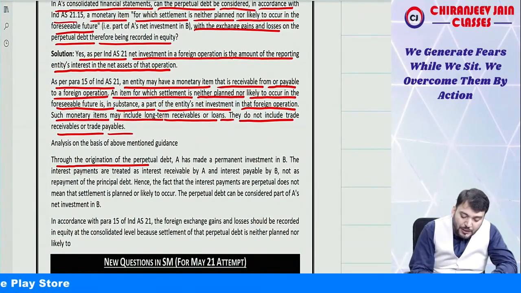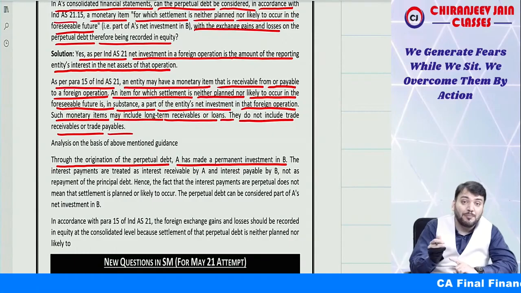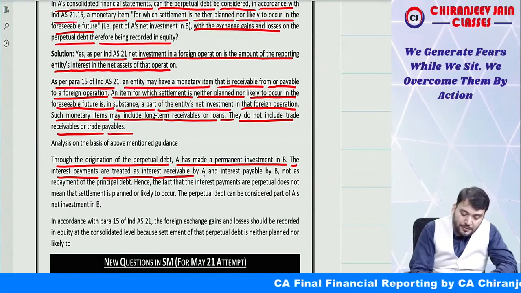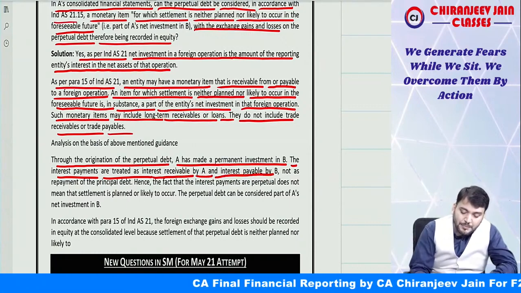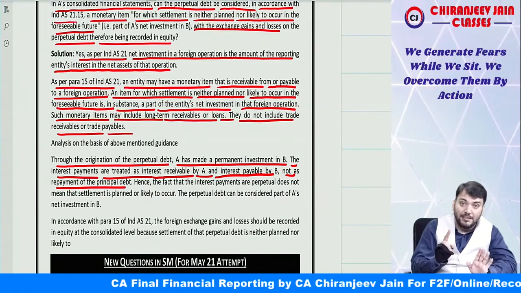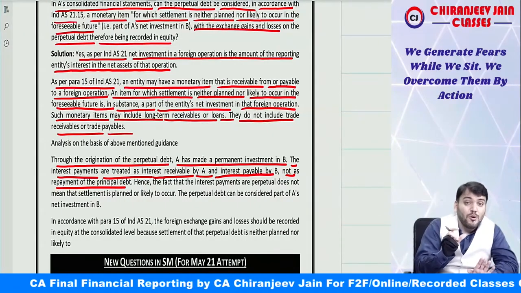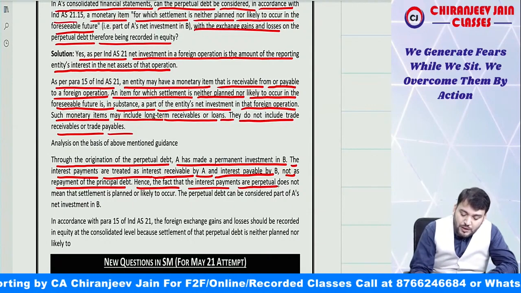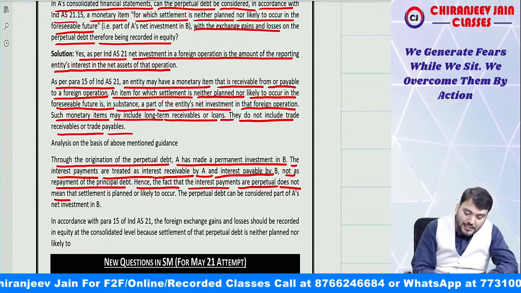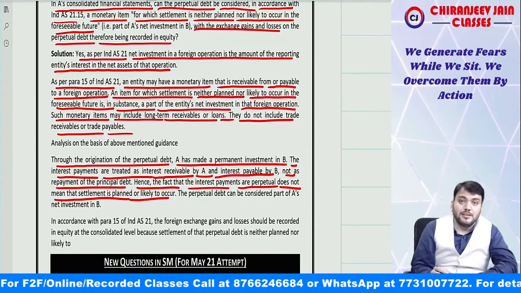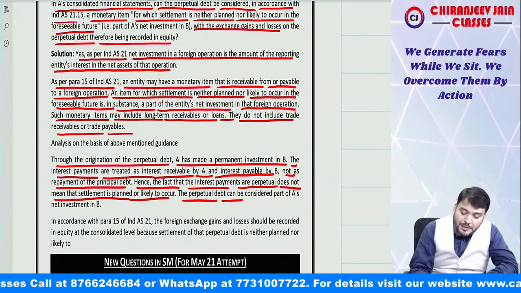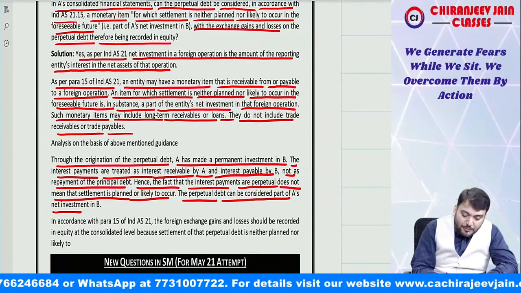Through the origination of perpetual debt, A has made a permanent investment in B, because it is a perpetual debt. The interest payments are treated as interest receivable by A and interest payable by B, not as a repayment of principal debt. Understood? For the principal component, there is no settlement planned. Hence, the fact that interest payments are made does not mean the settlement is planned or likely to occur. Means even though interest is paid, it does not mean settlement is planned. The perpetual debt can be considered as A's net investment in B.